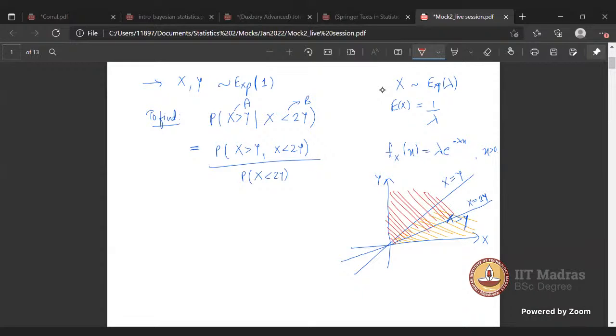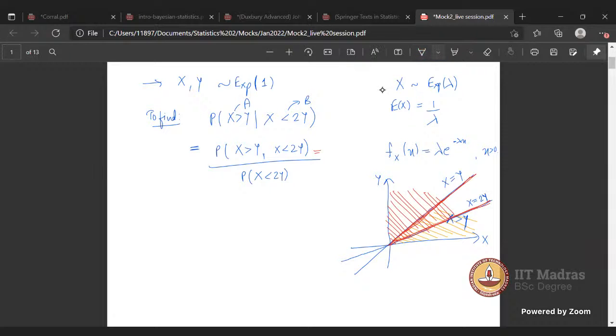All right. So this probability, that is the probability that x is greater than y and x is less than 2y, we have to look for the intersection of these two events, which is basically this region. So we have to do the integration over this region, and in the denominator you have x less than 2y, that is this whole red region, right? So first we'll find the numerator.